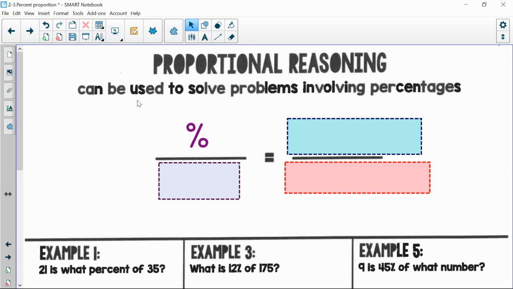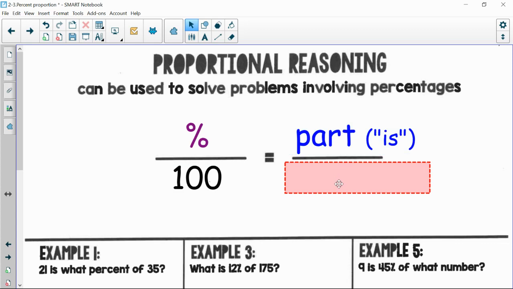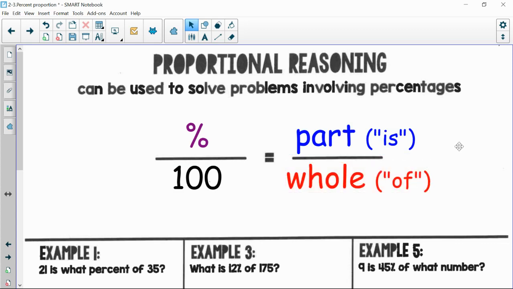Yesterday we talked about this proportion. Remember, your percent is always over 100 and your part is always over the whole. But what you might notice this time around is that we have the words is and of. These are key words to let you know that this number is the part, or this number is of the whole. Those are words that are going to be very helpful when setting up proportions.